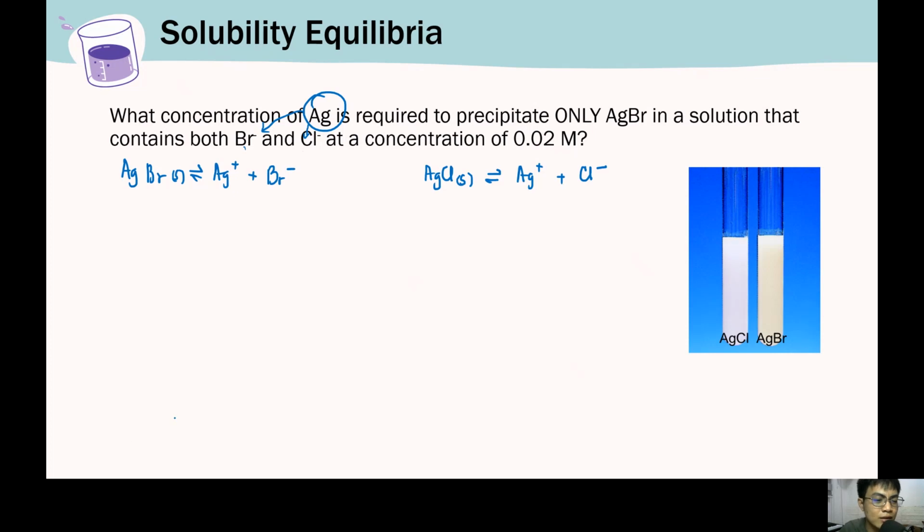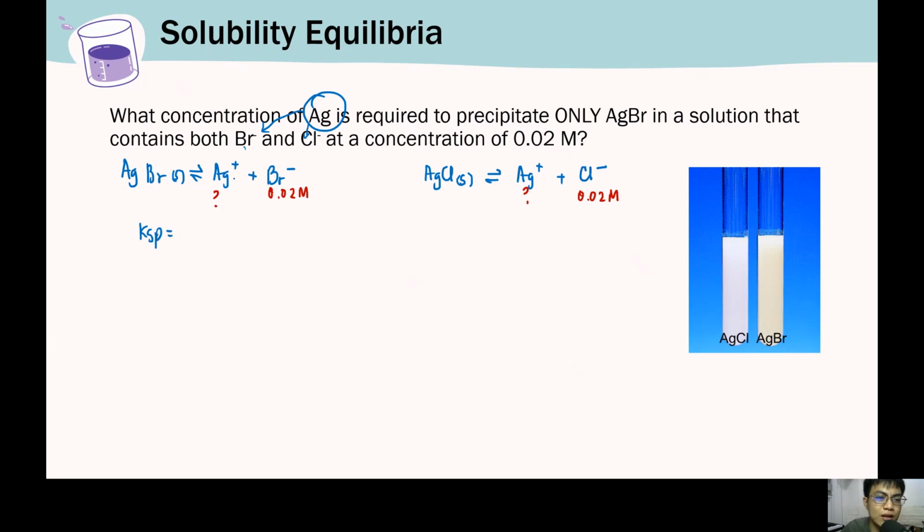Tas ano sabi? The concentration of the ions, no, yung halides natin, 0.02 molar. The question is, ano yung concentration ng silver? Okay? So, ano yung concentration ng silver so that they can form? So, we can answer that using KSP.